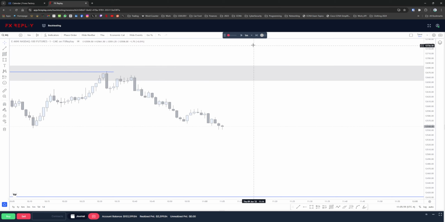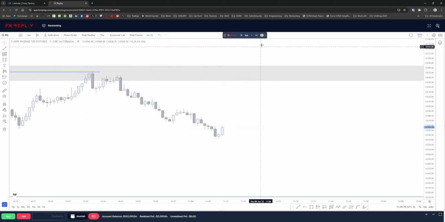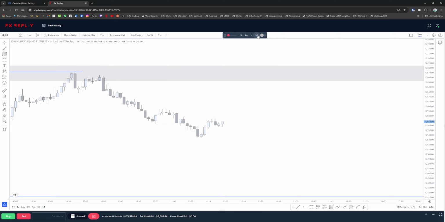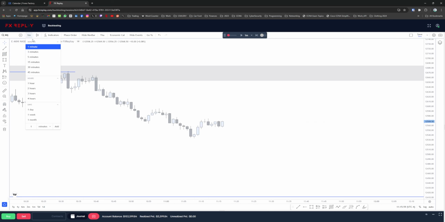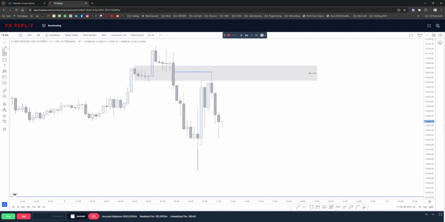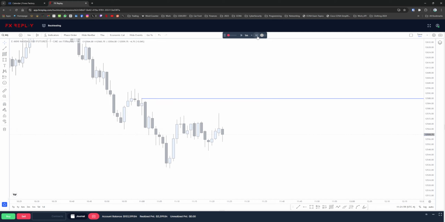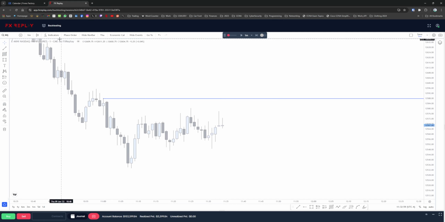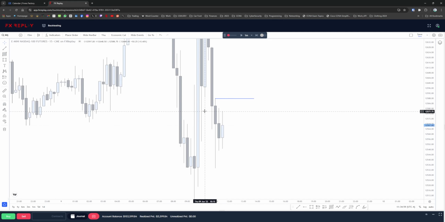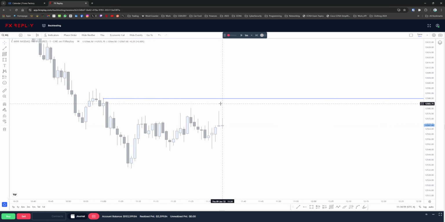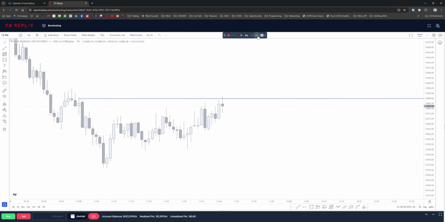What time is it? Let's see where this 15 minute candle closes. See if we get a continuation even lower. I don't tap into it, and I think that's the end of the session pretty much for me. Tap it here.